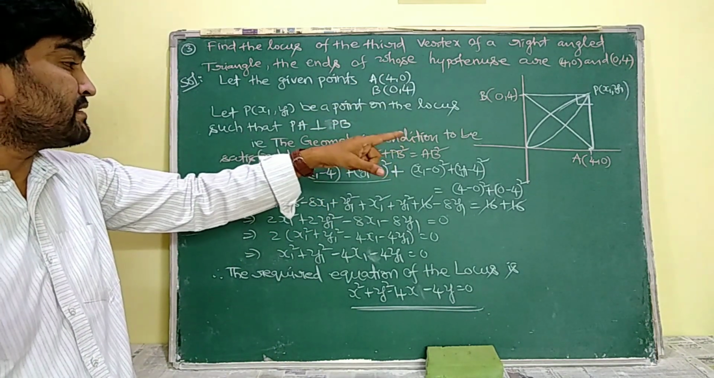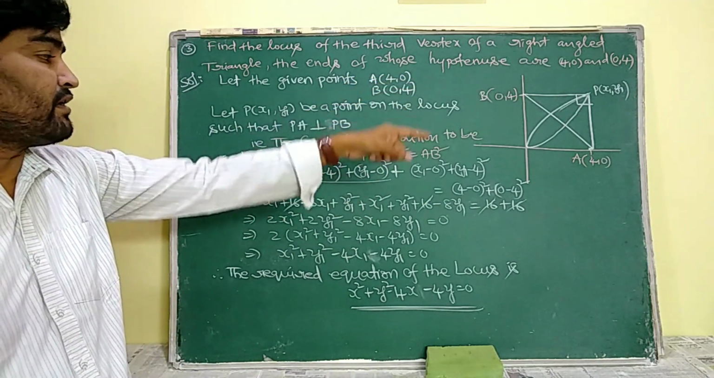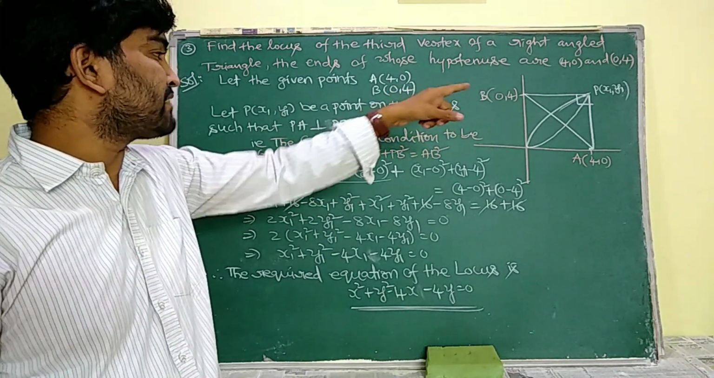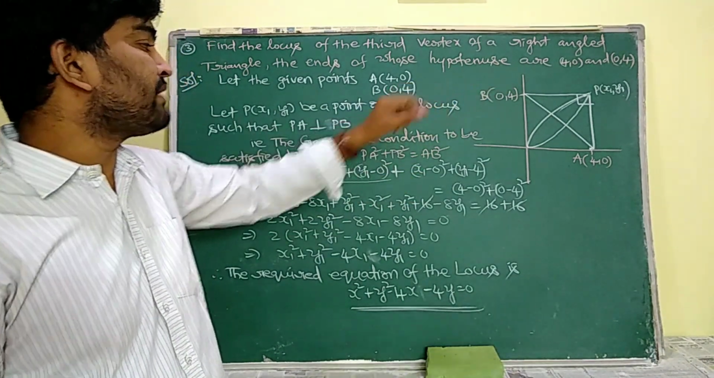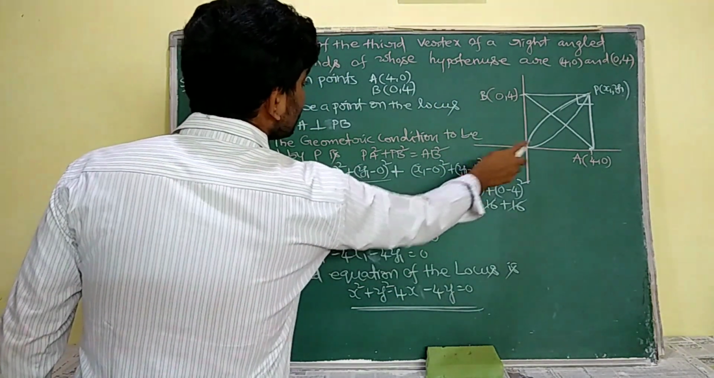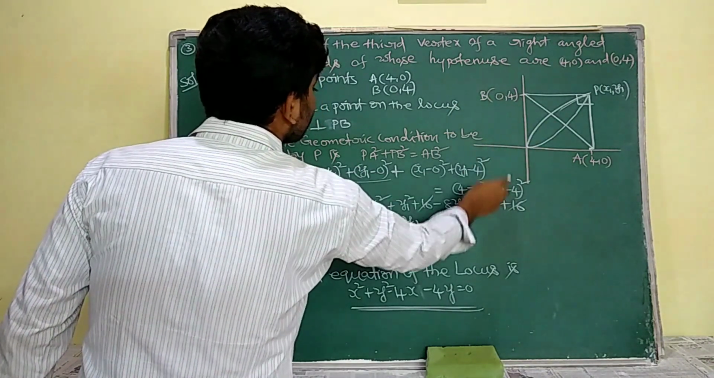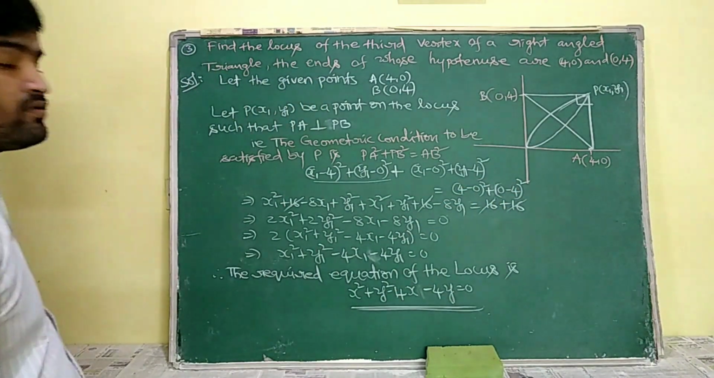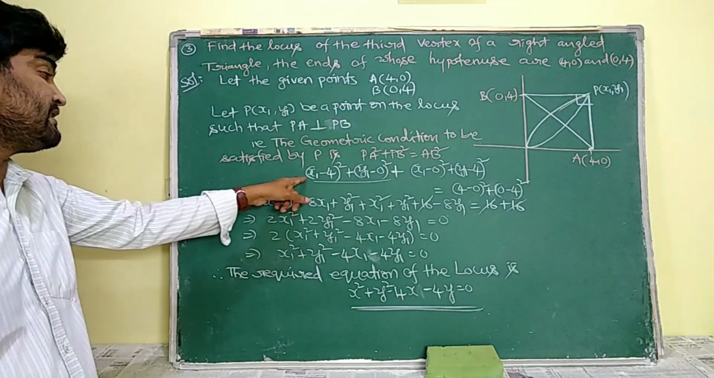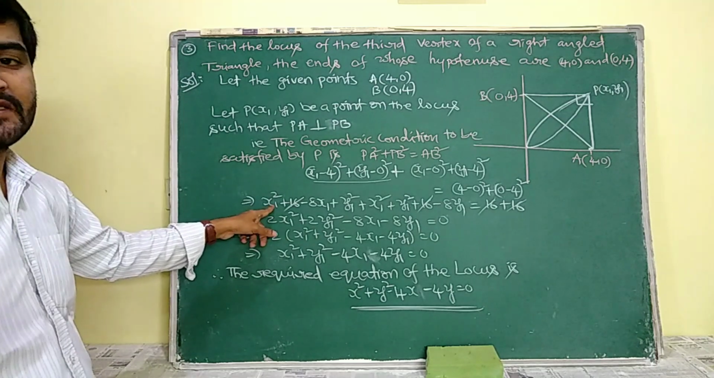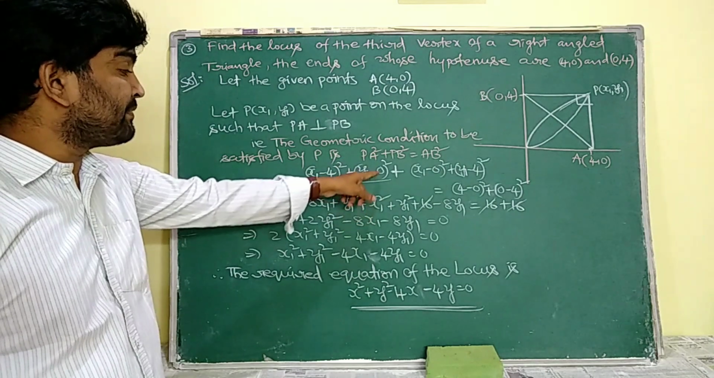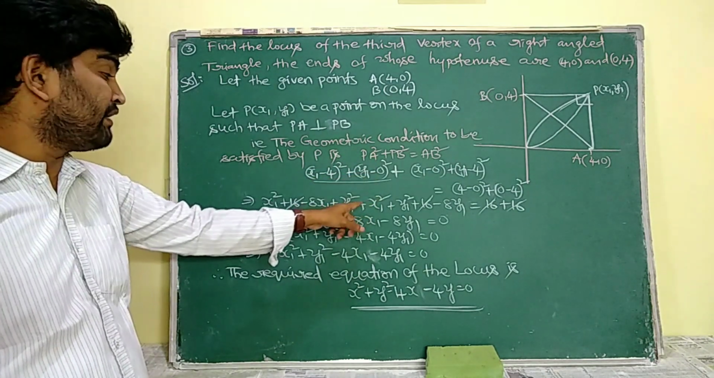Now squared, that's why the root is going to be cancelled. (x1 minus 4) whole square plus (y1 minus 0) whole square. Similarly, PB: (x1 minus 0) whole square plus (y1 minus 4) whole square. Then we have to find the distance AB. AB means (4 minus 0) whole square plus (0 minus 4) whole square. Now expand these values by using (a minus b) whole square. It is in the form of (a minus b) whole square, then a square plus b square minus 2ab. Similarly, it is y1 square, because y1 minus 0 means y1 only.